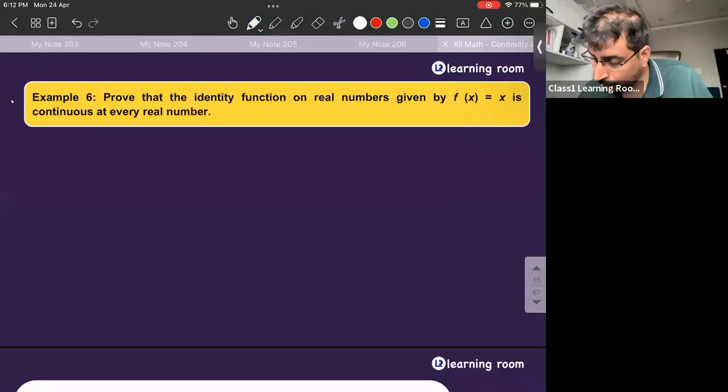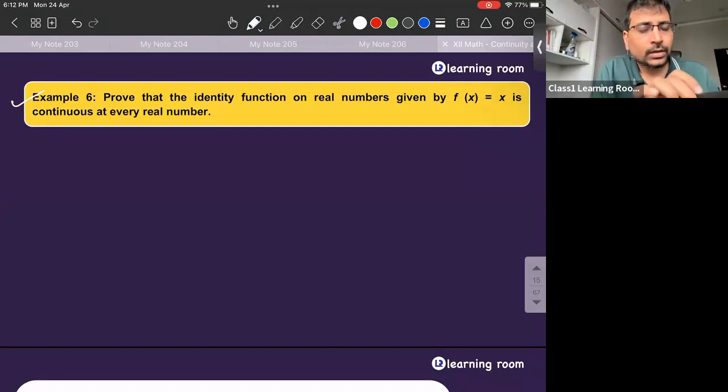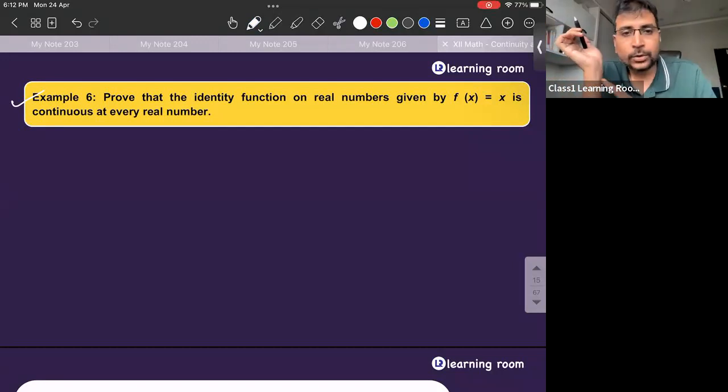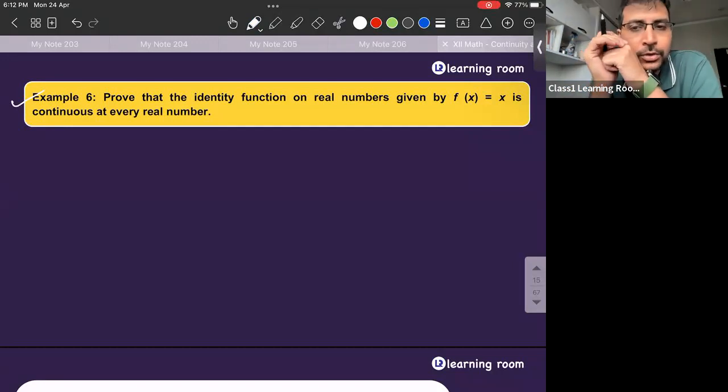Okay. Sixth one. Prove that the identity function on real numbers given by f of x is equal to x is continuous at every real number. Meaning, can you?